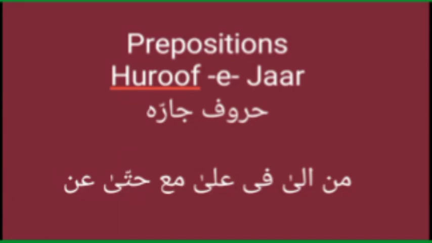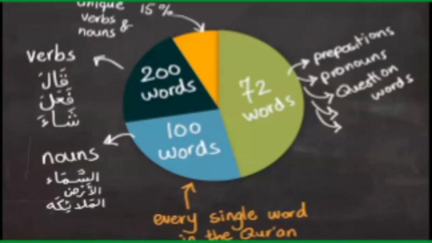So today our session is about the prepositions, also called huruf jar, and today we'll be studying min, ila, fi, ala, ma'a, hatta, and an. Just to look at the concept of what we are doing right here: we are studying the Quranic vocabulary. Every book is comprised of words, and we can gather all the words and count their frequencies, and we can know how much a word has occurred in a book.